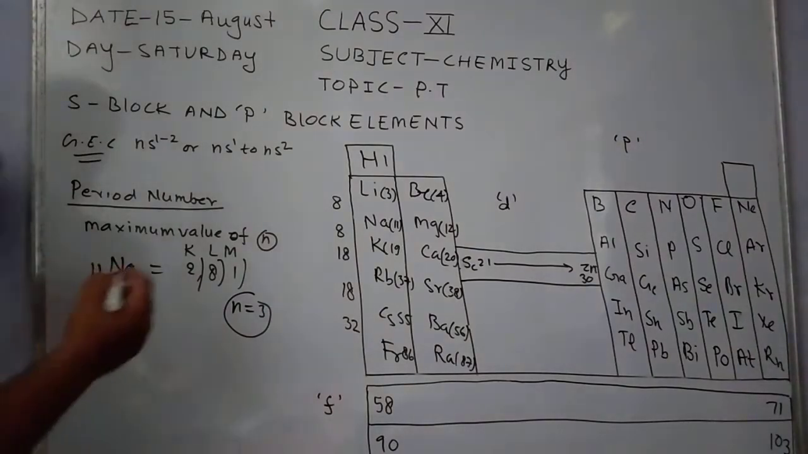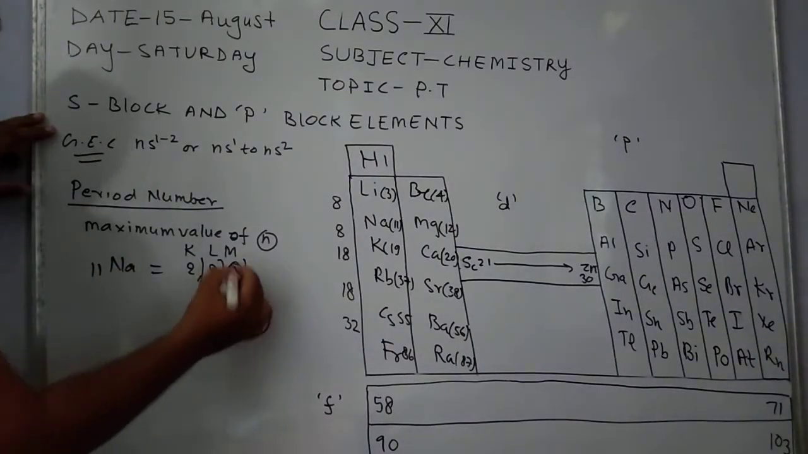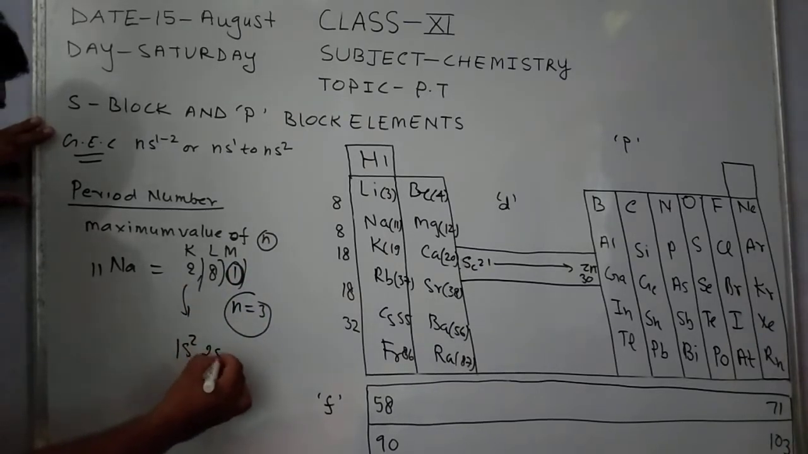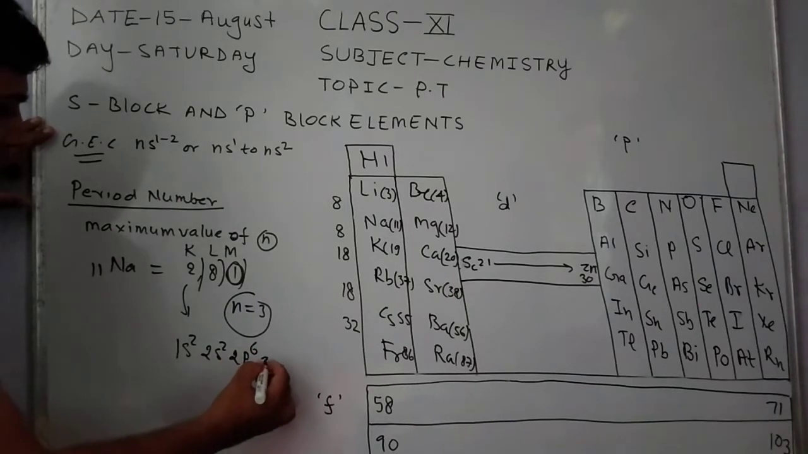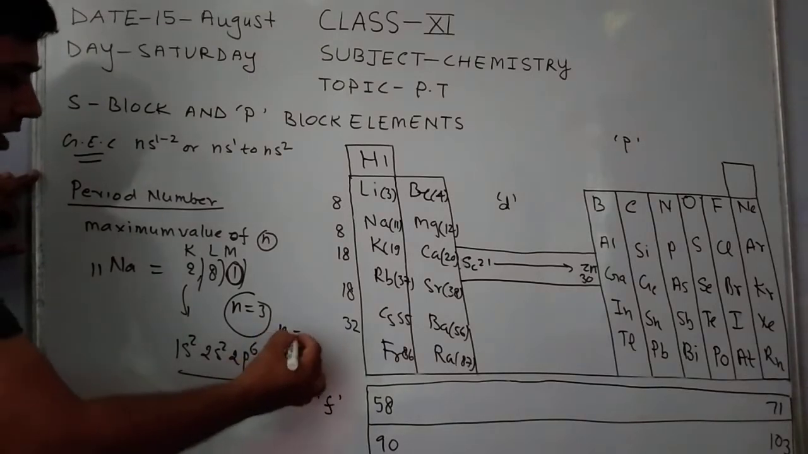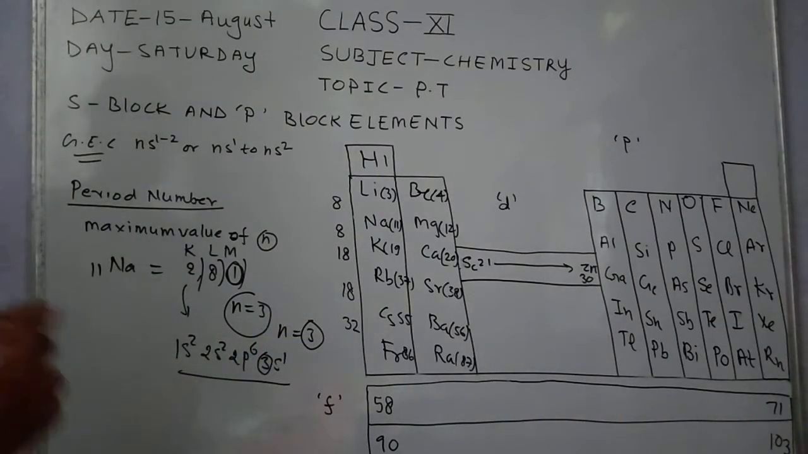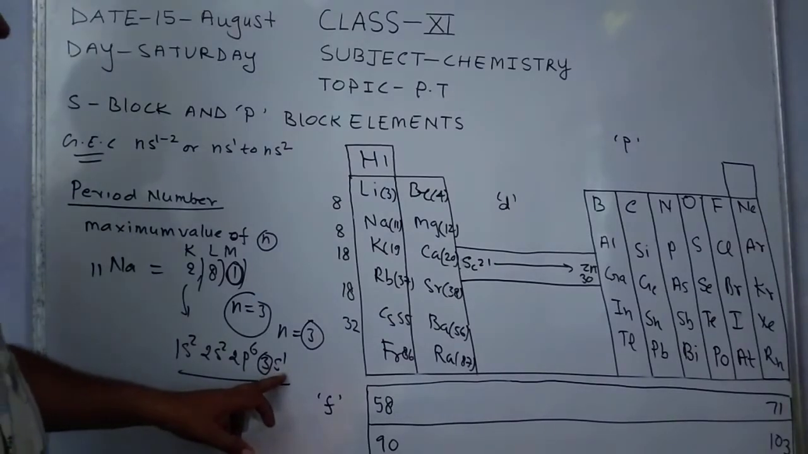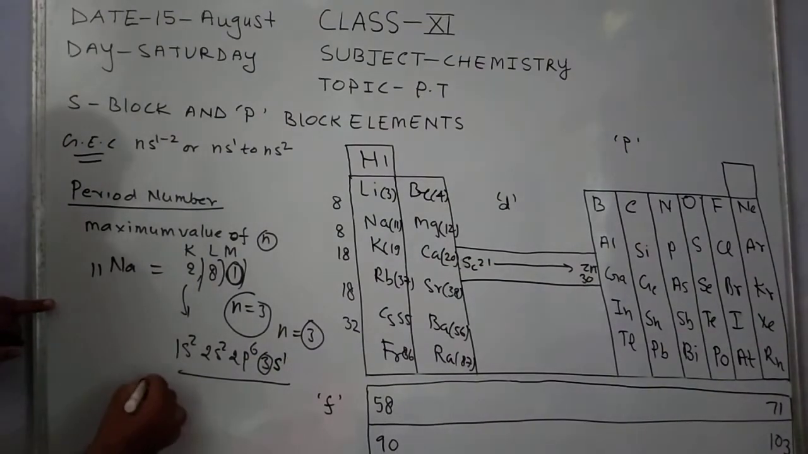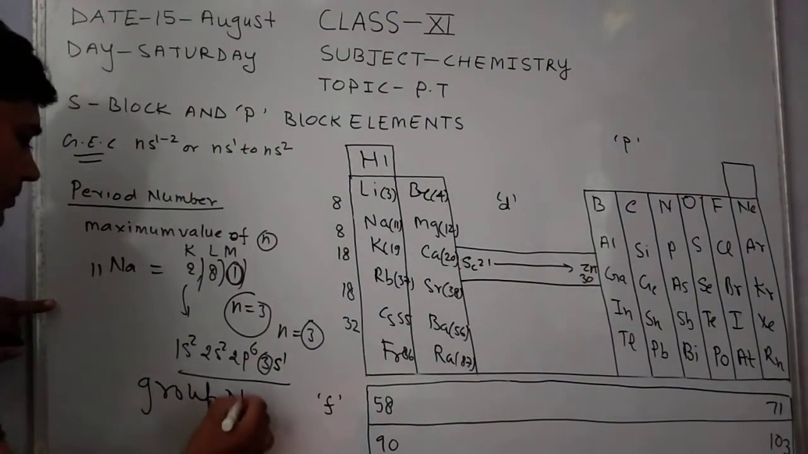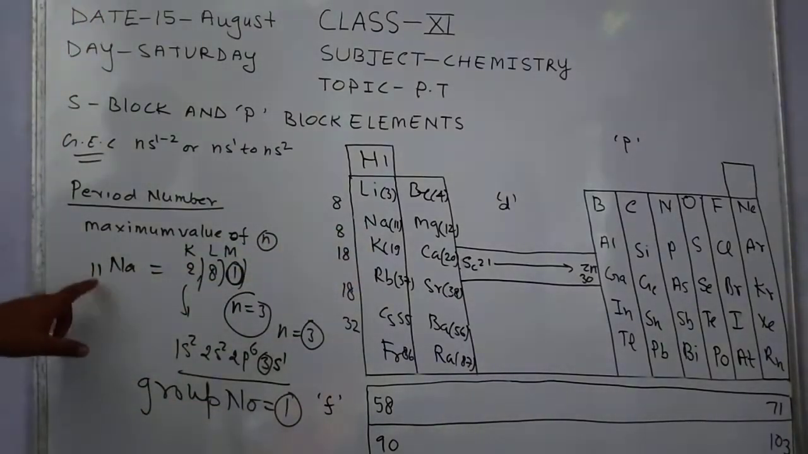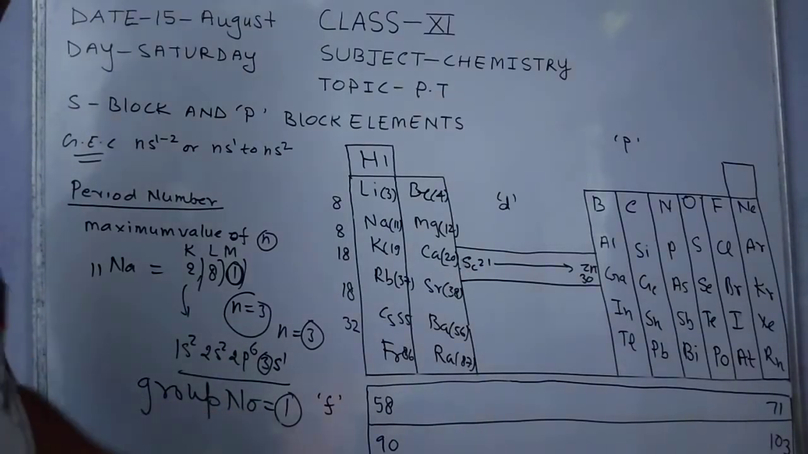And for the group number of an S block element, there is 1 electron in the outermost shell. The configuration is 1s2, 2s2, 2p6, 3s1. The maximum value of n is 3, so the period number is 3. In the outer s subshell the number of electrons is 1, so the group number is 1. So for sodium, the period number is 3 and the group number is 1.